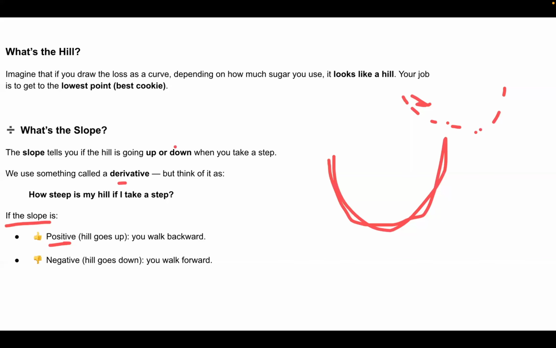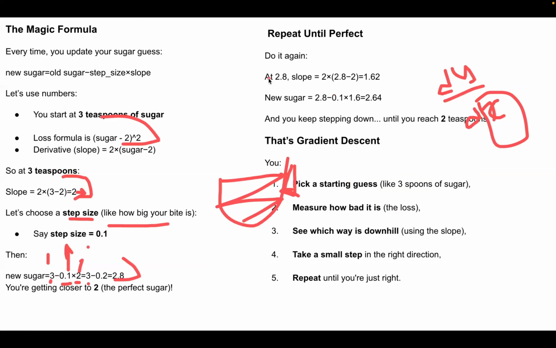So we repeat it again. At 2.8, the slope is equal to what? 2 times 2.8 minus 2, which is going to be 1.6. We are reducing. The new W is going to equal this minus 0.1, which is our learning rate, times 1.6, which is going to reduce this guy. It will keep on reducing until we get really, really low.